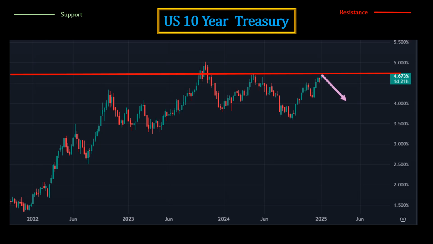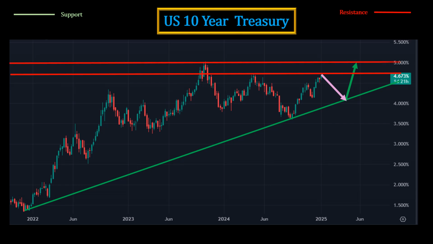The bear should step in to bring it down to this level and stop right there because we have a support line here. And the bulls will step in and move the price up to the 5% mark. Why? Because we have a resistance there. That was the previous high that was made earlier in July of 2023.